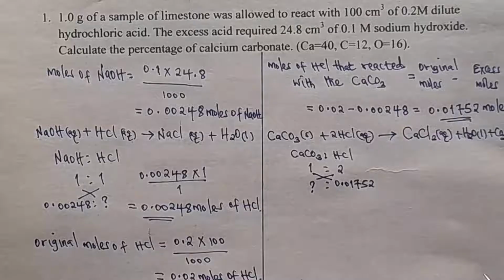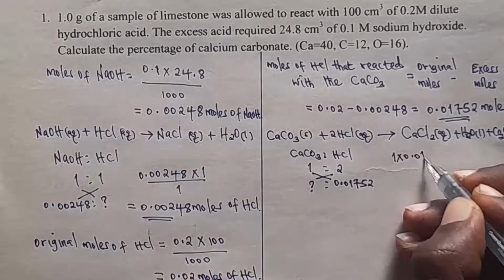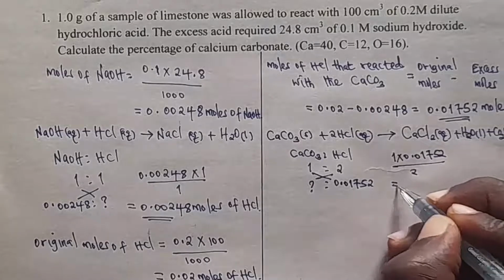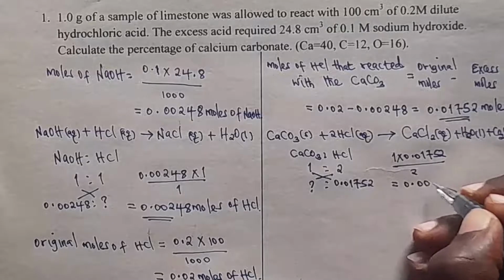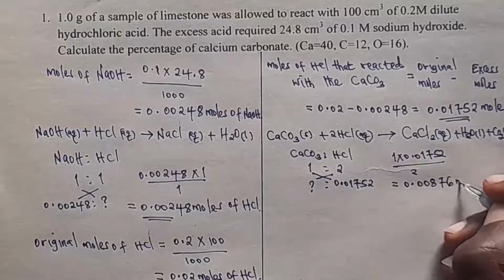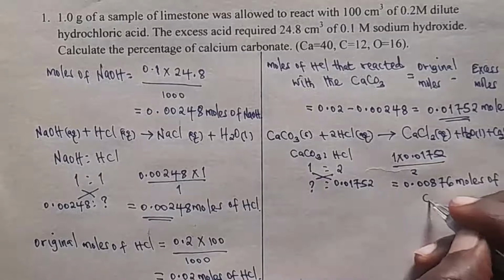We cross multiply. So we are going to have 1 times 0.01752 divided by 2. So here we are going to get 0.00876 moles of calcium carbonate.